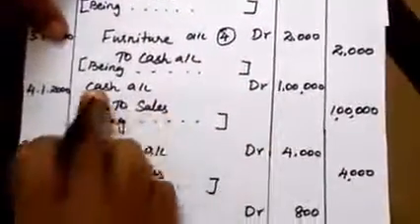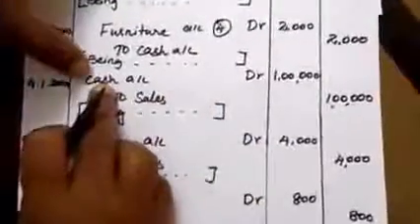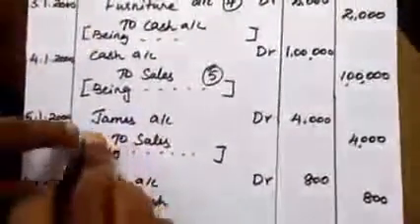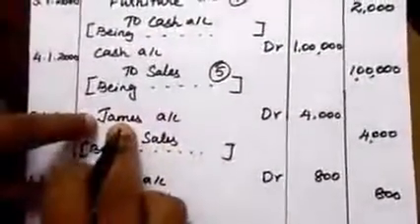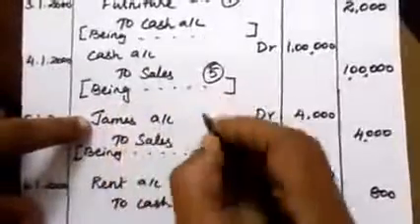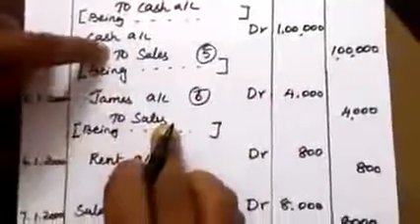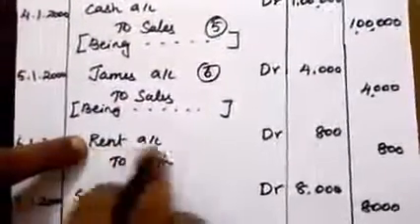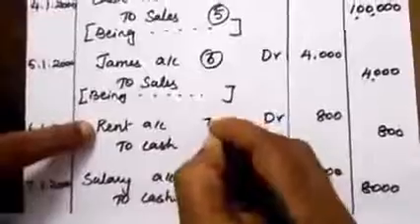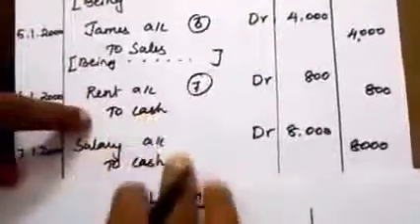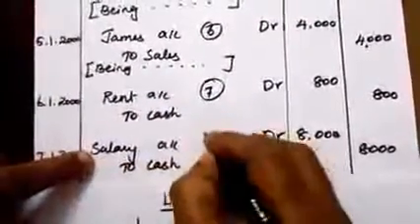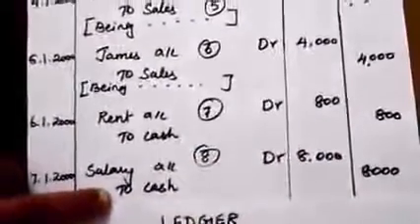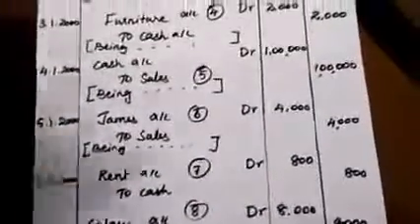Then the next entry, cash account debtor to sales. Cash is already there. Sales is a new book. Then the next entry, James account debtor to sales. So you need to have a separate ledger for James. Sales is already there, so you need not open it again. Then rent account debtor to cash, no? For rent you need to have a separate account. Cash is already there. Then the last entry, salary. Cash is already there.